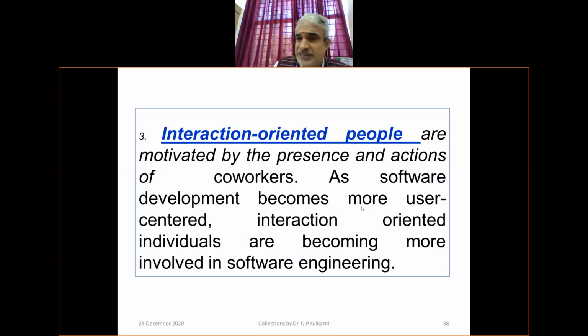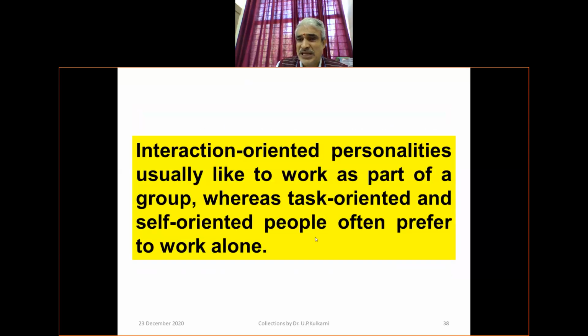As a concluding remark, I think we will all accept this: interaction-oriented personalities usually like to work as part of a group, whereas task-oriented and self-oriented people often prefer to work alone. But more interesting, according to me, is a balanced one. We need to be partly interaction-oriented, at least 25%, and we should always be task-oriented.